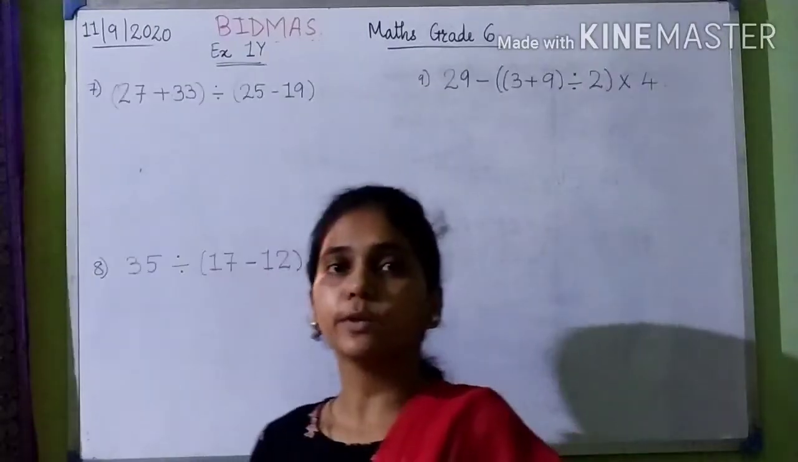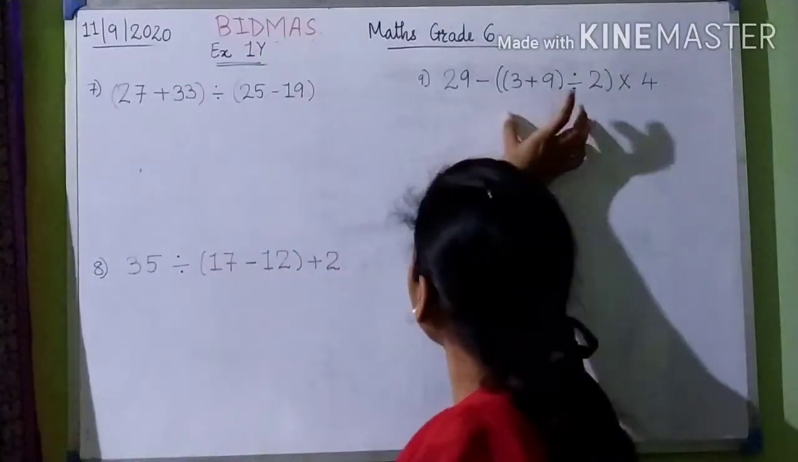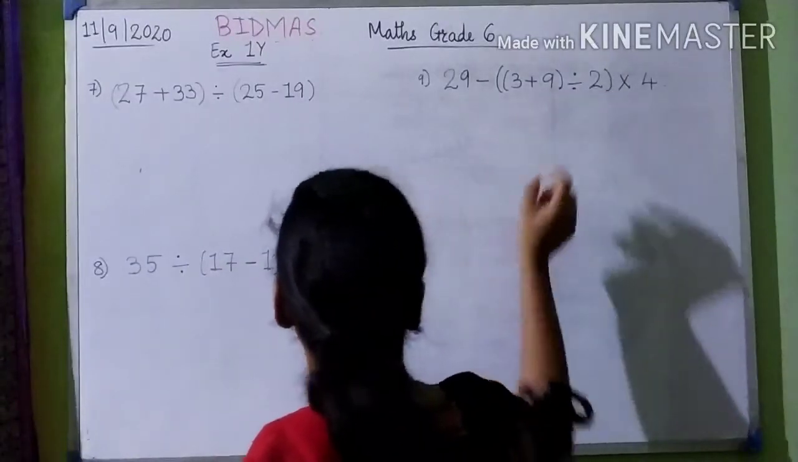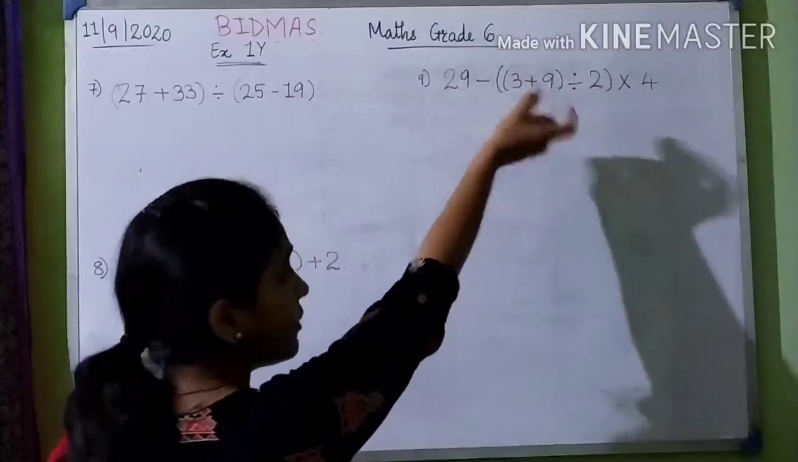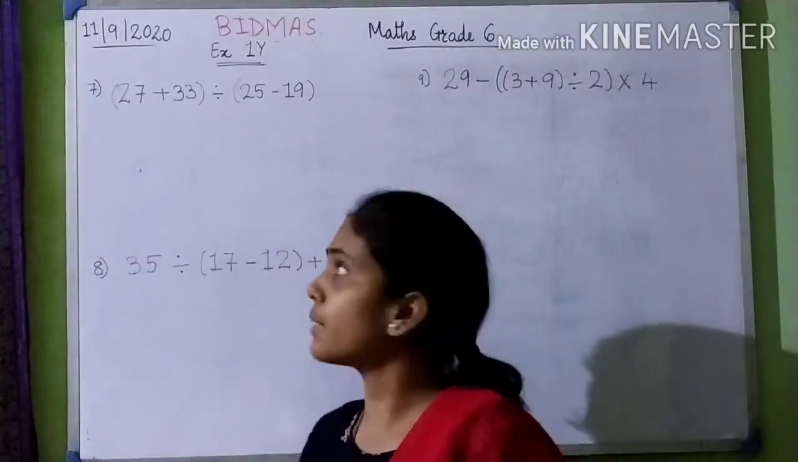Okay. Now we go to the seventh sum. Here you can see that there are sums which have brackets in them. The ninth one has 2 brackets. In one bracket there is again one more bracket. So we will see how to solve these sums now.